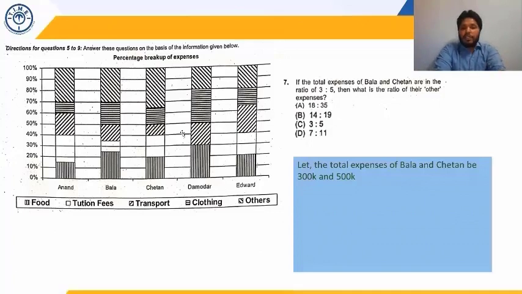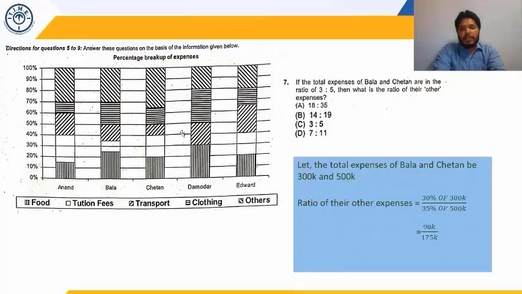And how much did Chetan spend on others? Chetan spends 35% of his total expenses on others. So 35% of 500k is going to be the expenses of Chetan on others. So let's just find out the ratio. So ratio of their other expenses is going to be 30% of 300k, which is the expense made by Bala on others, and 35% of 500k, which is the expense made by Chetan on others.